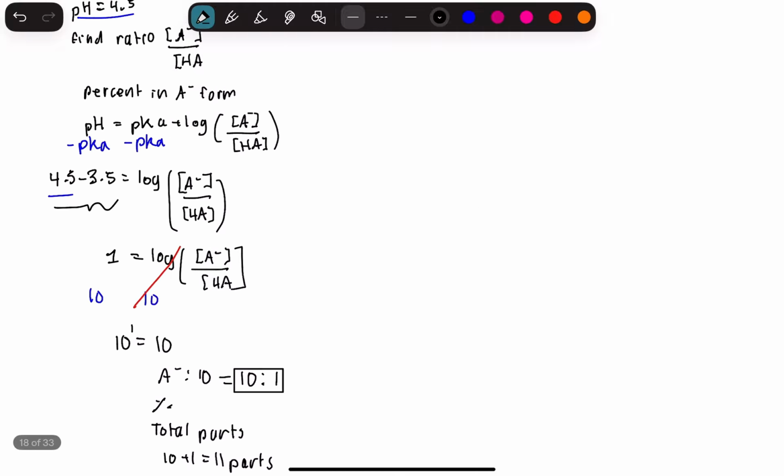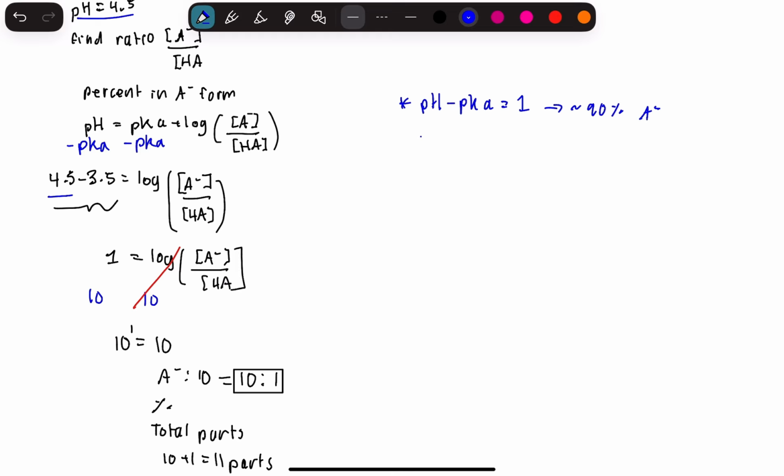And here's a shortcut that you can memorize. If you know that pH minus pKa equals 1, then that means it's going to be around 90% A minus. But if pH minus pKa is equal to 2, then you can say that approximately 99% is going to be A minus.